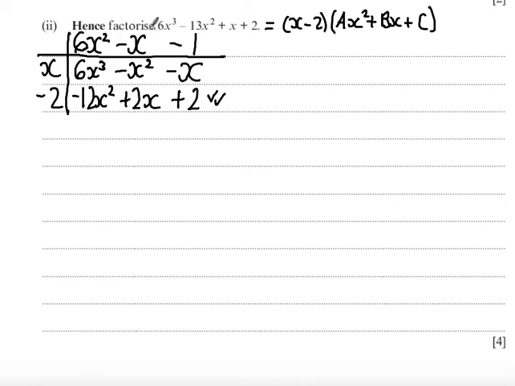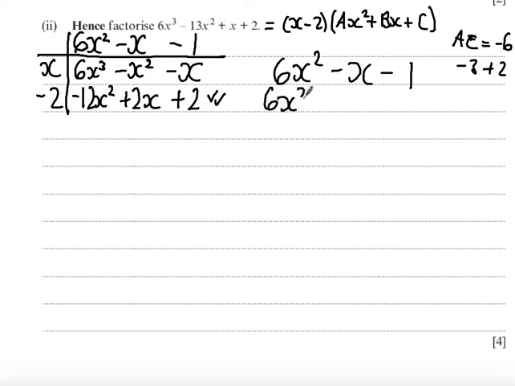Okay, now if I want to factorize this cubic fully, I need to factorize 6x squared minus x minus 1. So let's quickly do 6x squared minus x minus 1. Factors of AC, where AC equals minus 6: two factors which have different signs and give a difference of minus 1 would be minus 3 plus 2. So I can rewrite this as 6x squared minus 3x plus 2x minus 1.